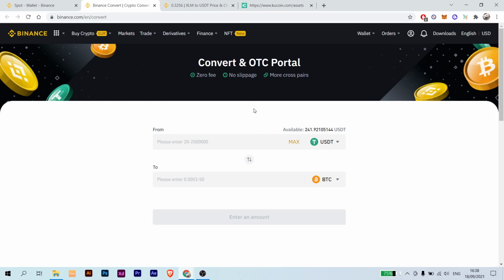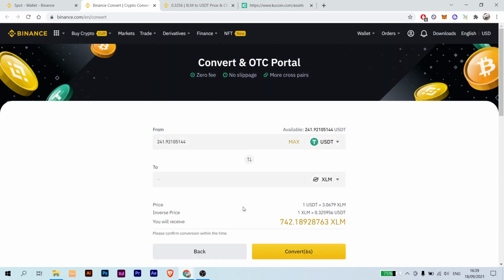Let's say that I want to withdraw USDT. Let's choose Max, and I'm going to choose XLM because I want to withdraw this amount using XLM, since I get less gas fees to withdraw from Binance using XLM. If you don't get what I'm talking about, just check my previous video and you'll understand. Now click Preview Conversion, and this is how much you will get if you convert this much USDT.